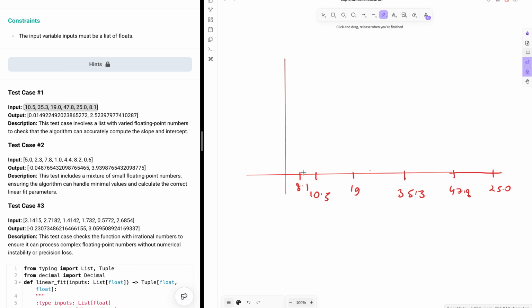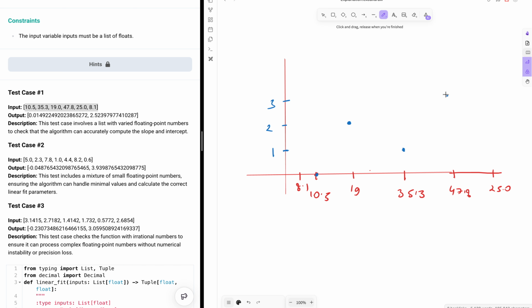But the outputs for these inputs are, for 10.5 the output is 0. So here is the point. Let me plot it with a different color. So this is 10.5 at 0, then we have 35.3 at 1, then there is 19 at 2, and for 47.8 we have 3.